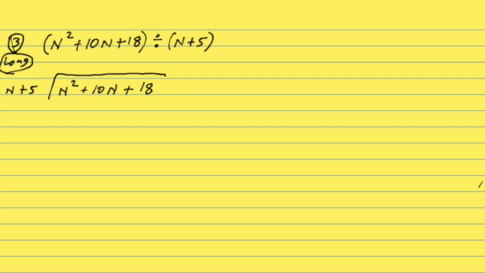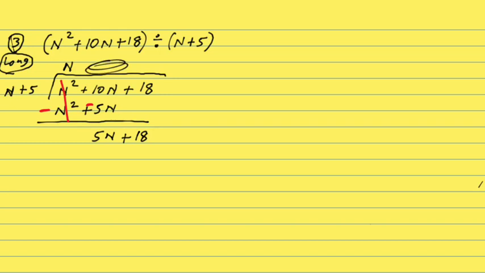And here's how it goes. N times what number up here will give me n squared? N times n. So I put an n up here. Now you have to multiply n by both of these. What's n times n? N squared. What's n times 5? 5n. In division, you subtract, which means change the signs and add. So I believe these combine to give me 5n plus 18, because the 18 comes down.